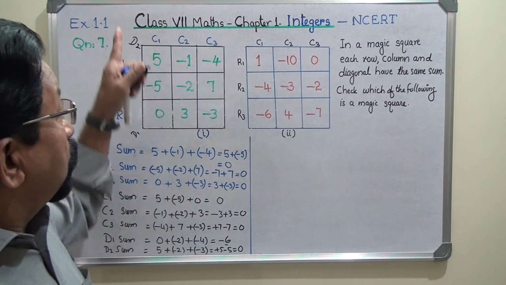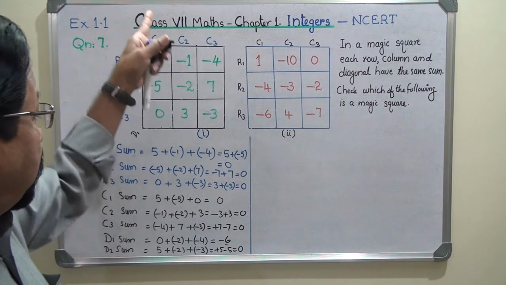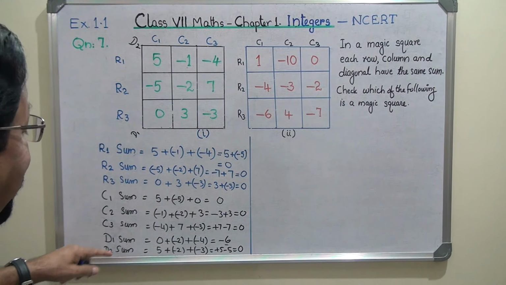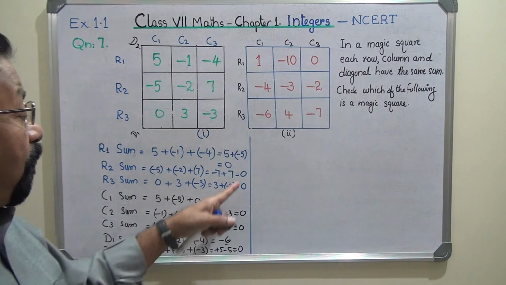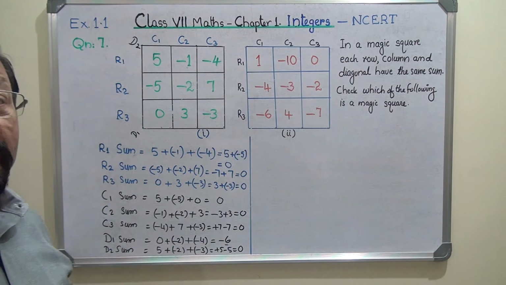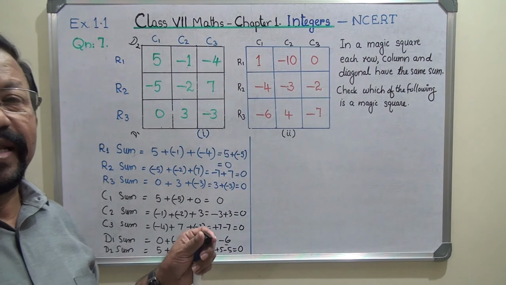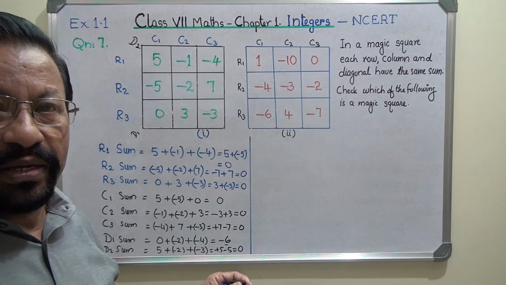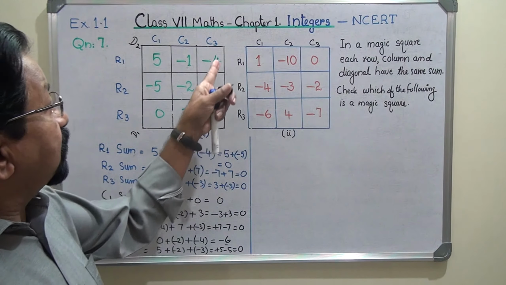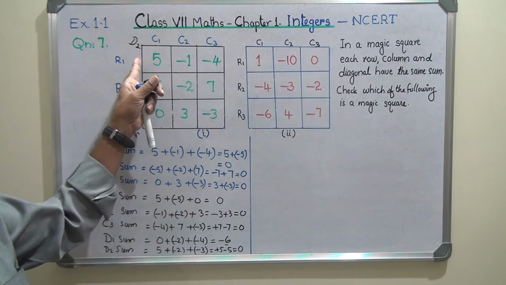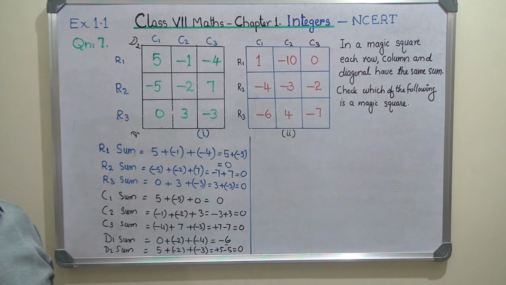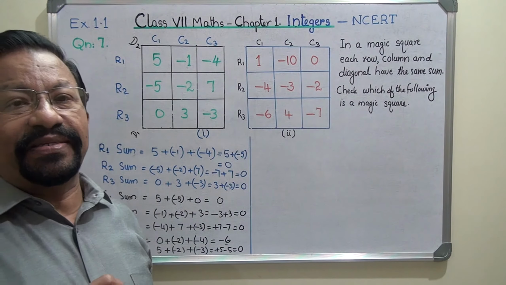So here there are 3 rows, 3 columns and 2 diagonals, 8 in all: 1, 2, 3, 4, 5, 6, 7, 8. Out of 8, in 7 we are getting 0, but for one diagonal the total sum we are getting is minus 6. So it cannot be a magic square, because diagonally it is not equal to the sum of the other rows, columns or diagonal. One diagonal is not agreeing with the result.